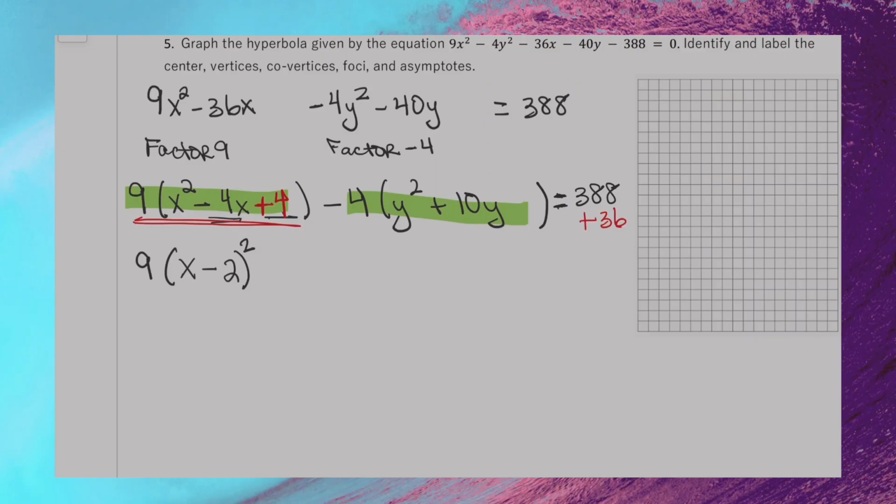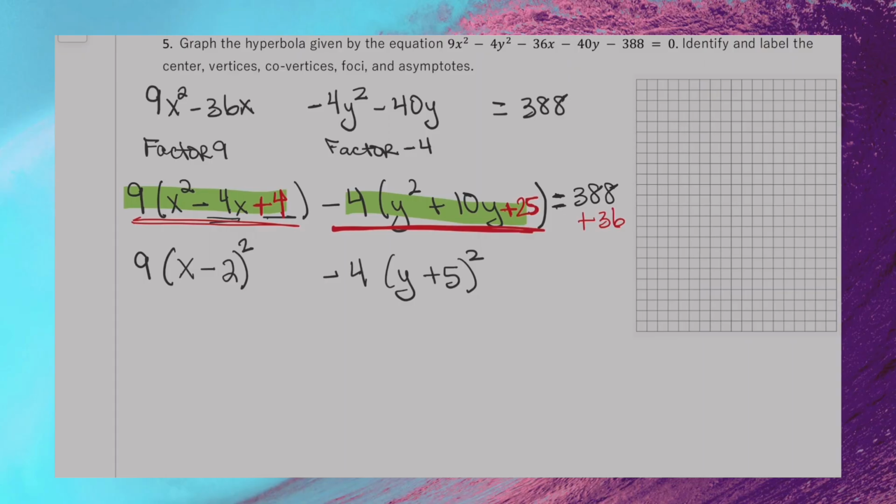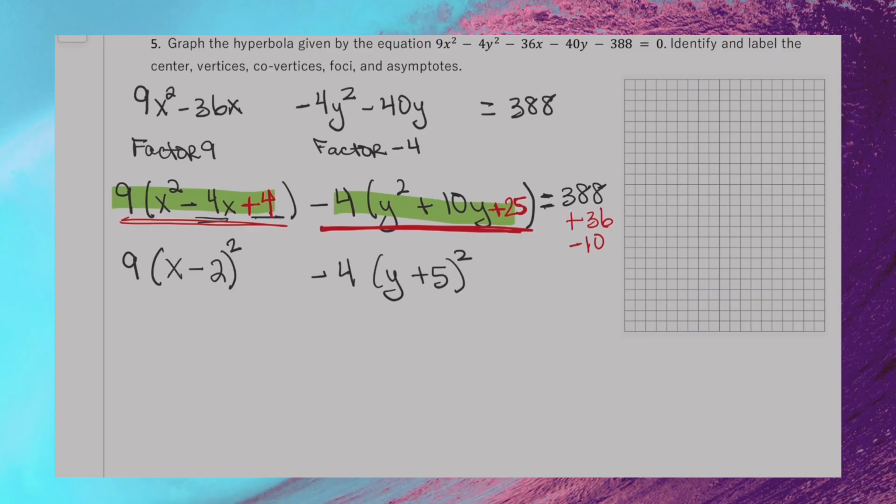Next one. I want this to be a perfect square. So I'm going to take the middle term, cut it in half. And if I multiplied this all out, what I'm missing in the line above it is that +25. Now, even though it's a +25 there, there was a -4 in front of it as a multiplier. So really what I'm doing to the equation is I'm subtracting 100. So I have to do that to the other side as well, right there.